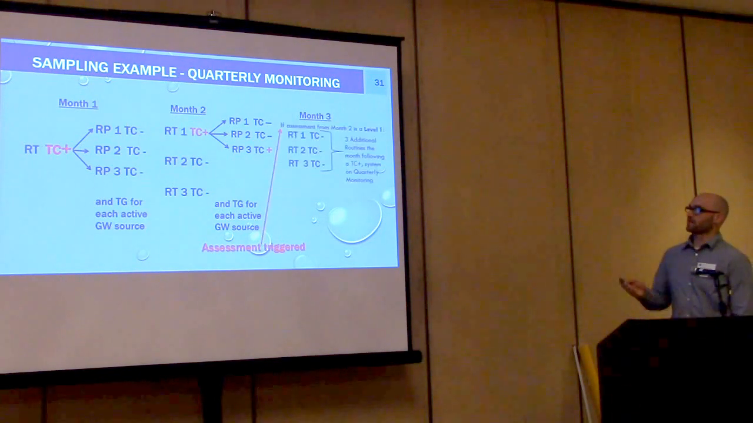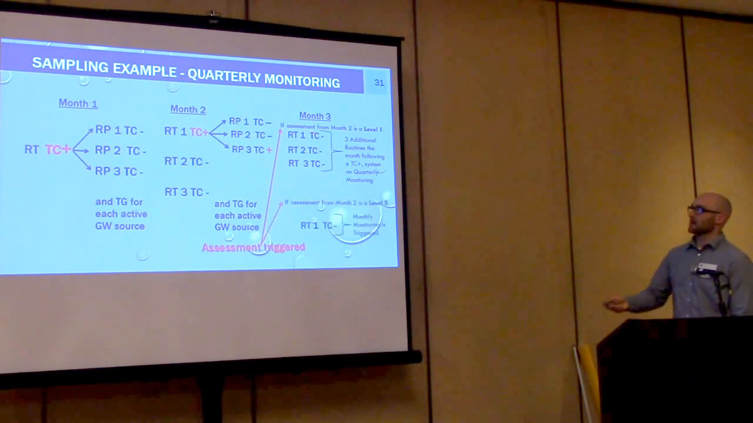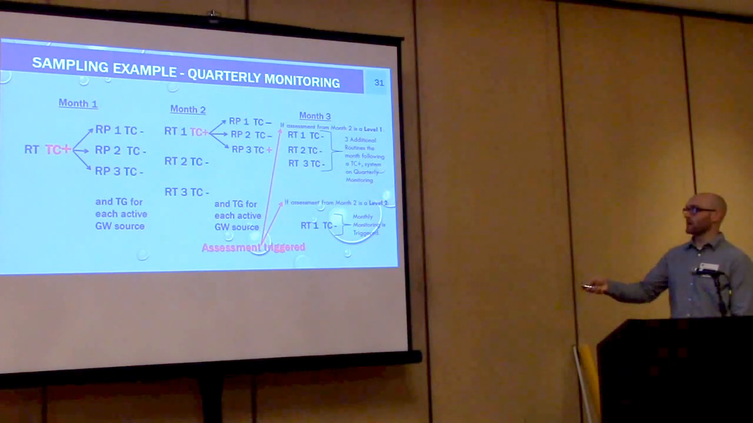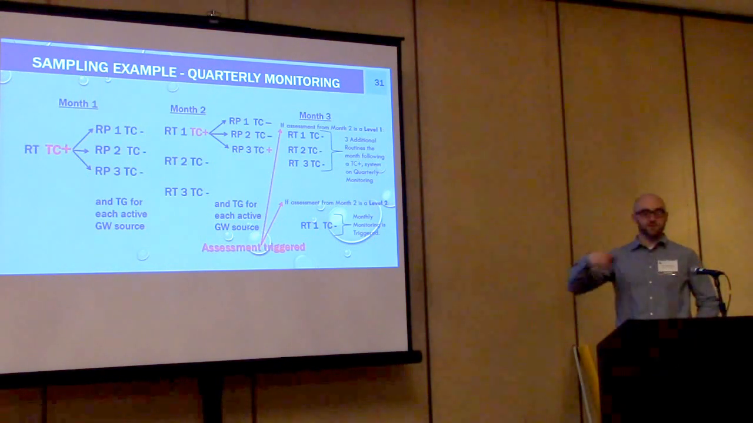In month 3, if this assessment was a level 1 that was triggered, the system needs to take 3 additional routines. If that assessment was a level 2, remember the level 2 triggers increased monitoring. This system's now on monthly monitoring for the next year, at least, okay? Hopefully this is somewhat explained in those flow charts.